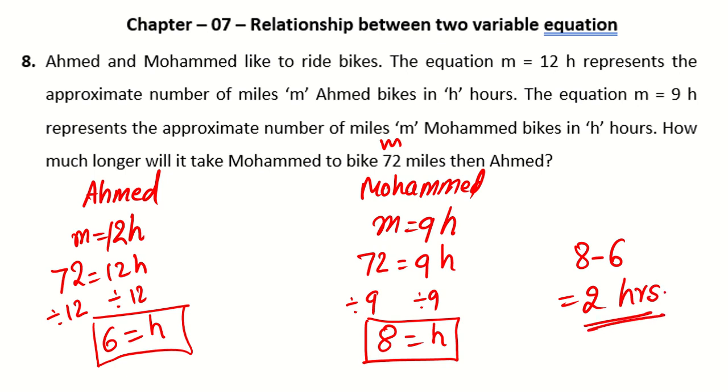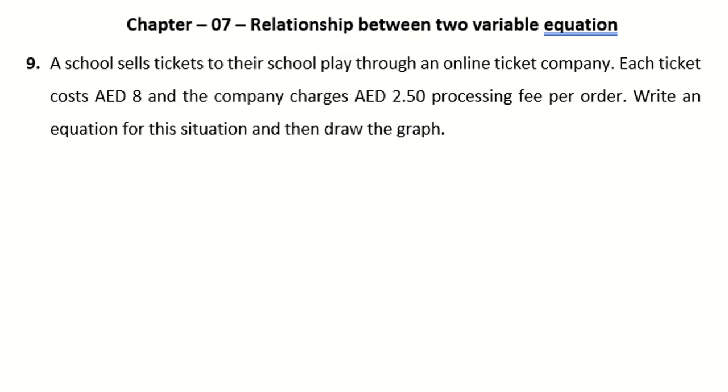Okay. Now next is, here some spelling mistake is there. This is then. Okay. Now next is, a school sells tickets to their school play through an online ticket company. Each ticket, meaning one ticket, costs 8 dirham and the company charges 2.50 processing fee, meaning this is the extra amount per order. Meaning in one order you can have n number of tickets, but for that total amount they will charge 2.50. Write an equation.